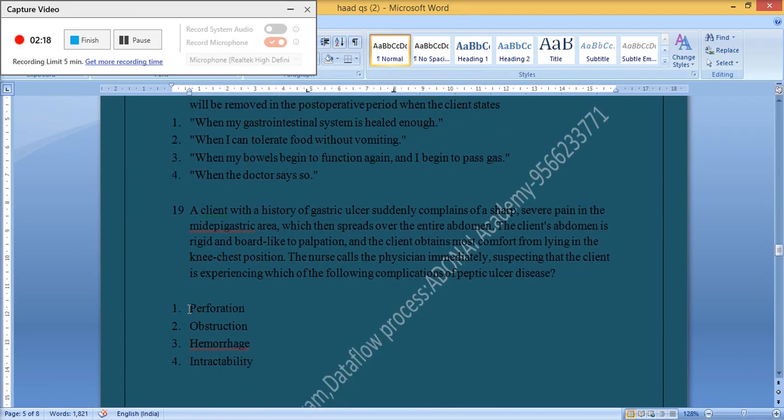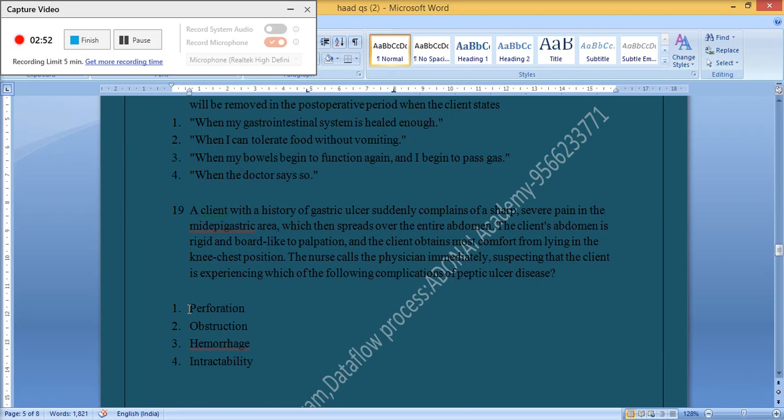19. A client with a history of gastric ulcer suddenly complains of sharp, severe pain in the mid-epigastric area, which then spreads over the entire abdomen. The client's abdomen is rigid and board-like on palpation, and the client obtains most comfort from lying in the knee-chest position. The nurse calls the physician immediately, suspecting that the client is experiencing which of the following complications of peptic ulcer disease? 1. Perforation.